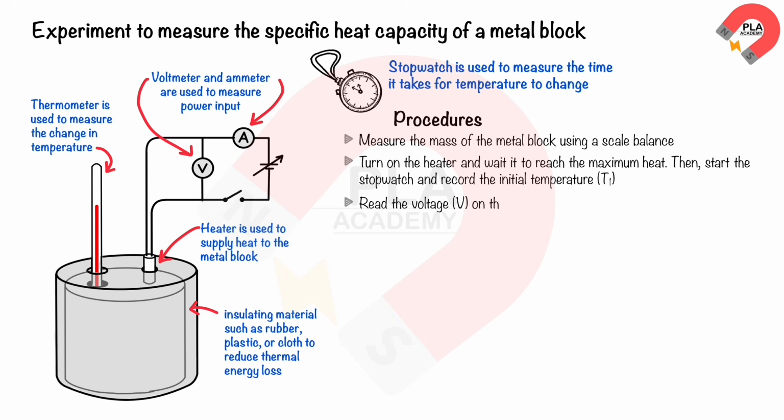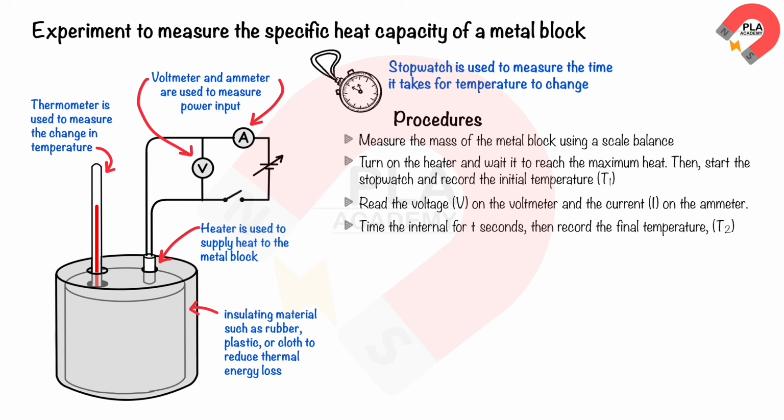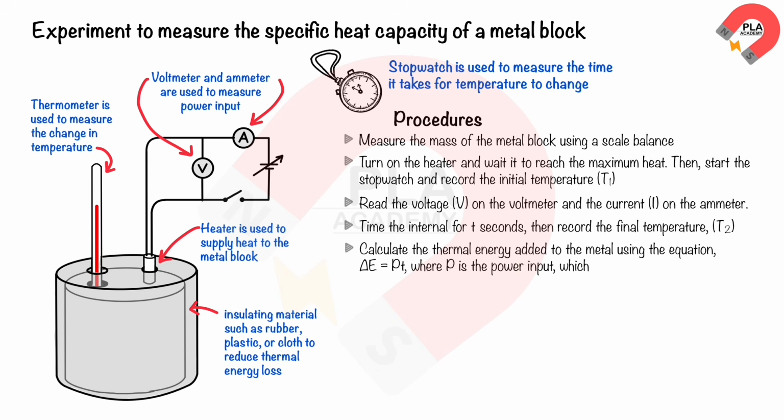Third, read the voltage, V, on the voltmeter and the current, I, on the ammeter. Fourth, time the interval for T seconds, then record the final temperature, T2. Fifth, calculate the thermal energy added to the metal using the equation, delta E equals P multiplied by T, where P is the power input, which P equals voltage, V, times current, I.